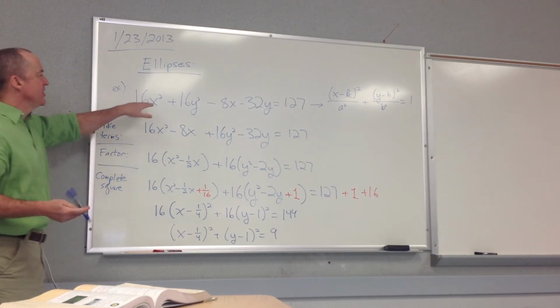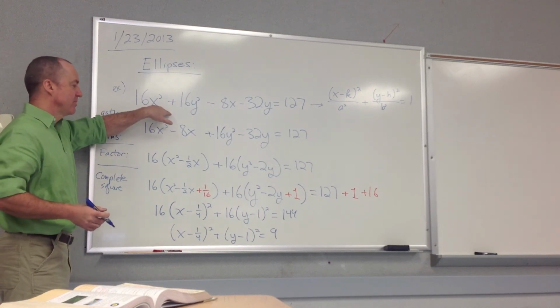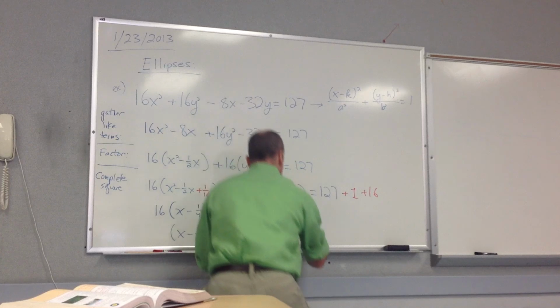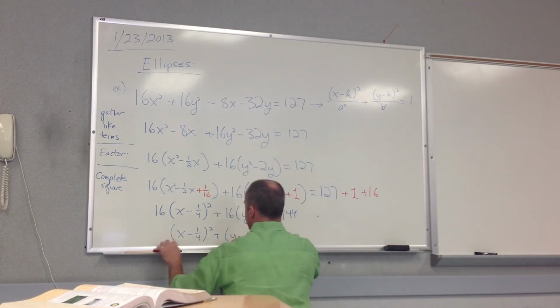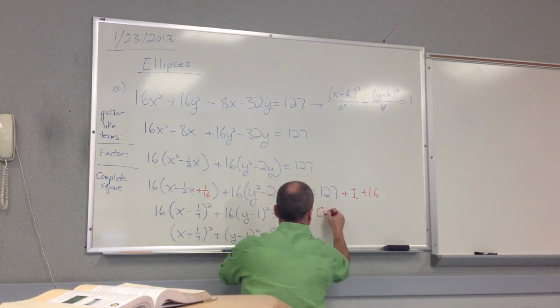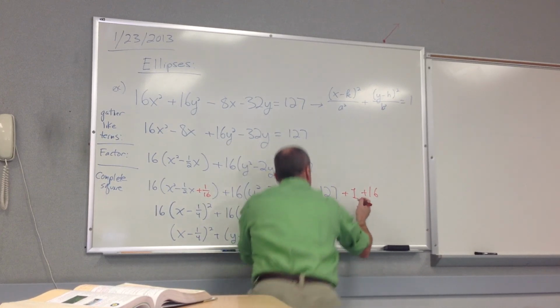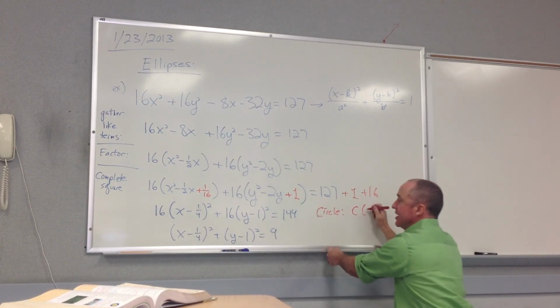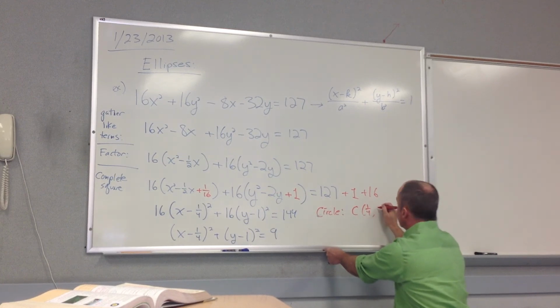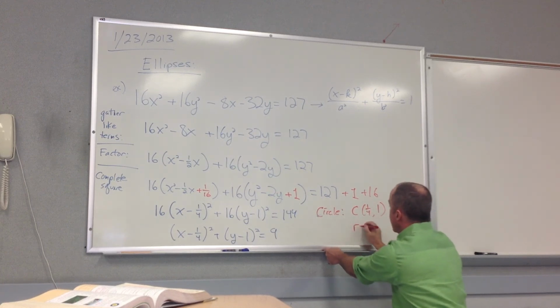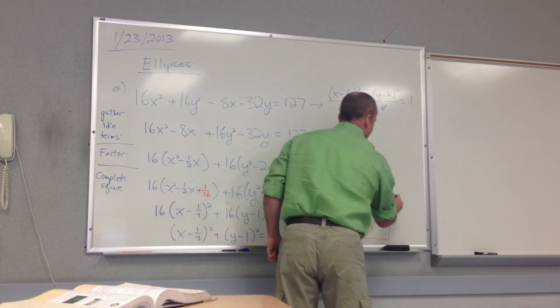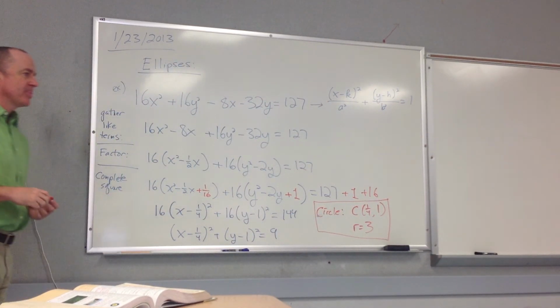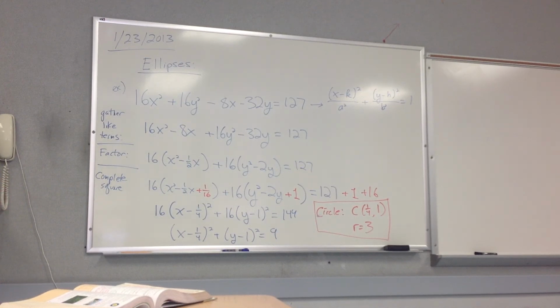So I now know that this was a circle. Write the answer in red. I now know that this was a circle. Don't move yet. I know its center is at positive 1/4, positive 1, and I know its radius is 3. And I could graph that circle from there. Any quick questions on that?